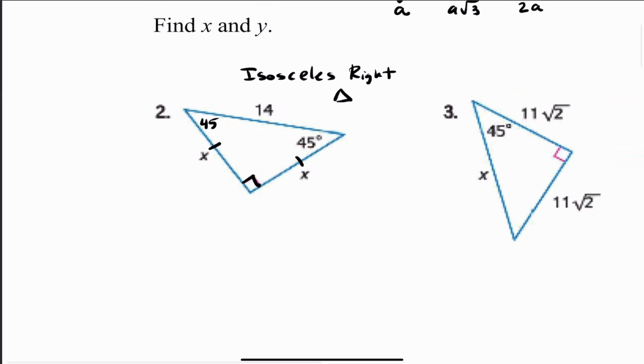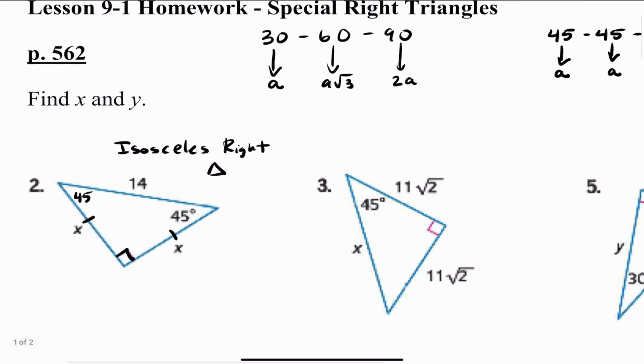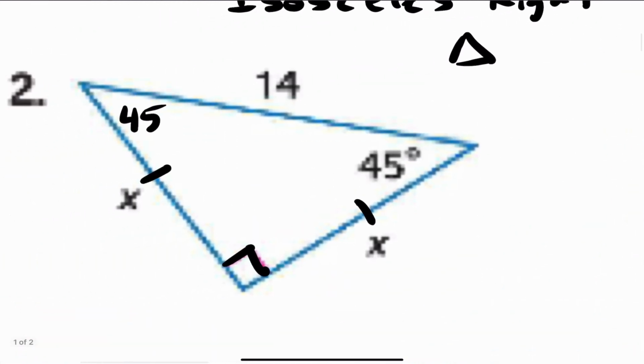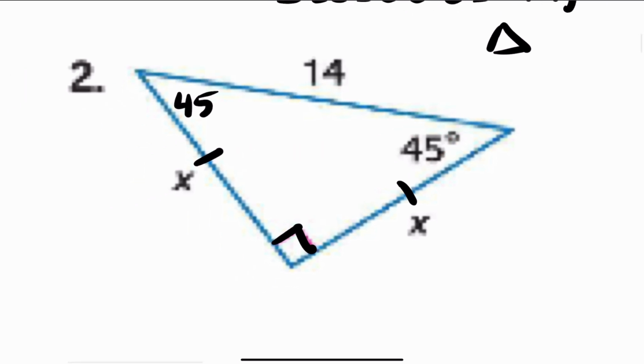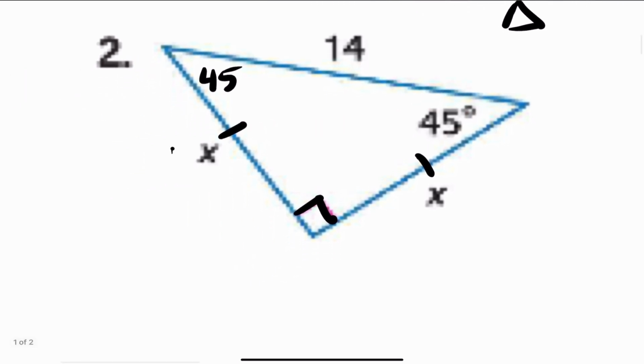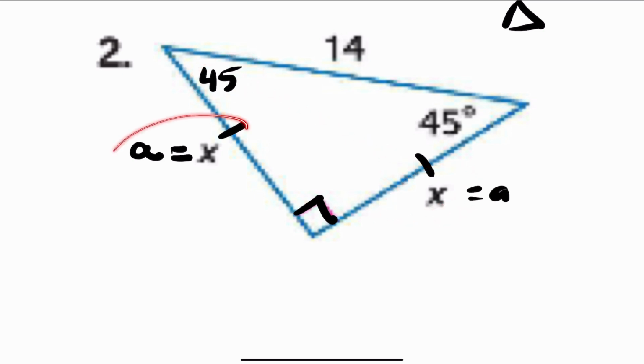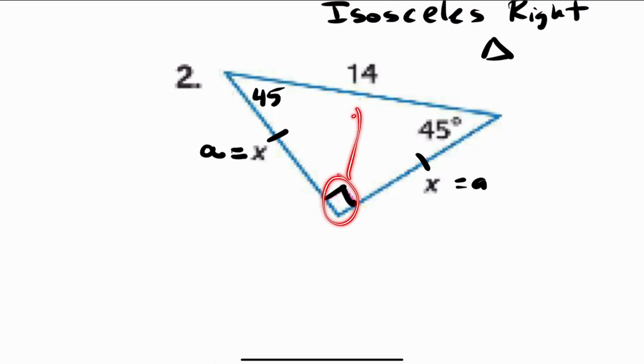Okay? So again, label your figure. We said across from 45 is A, across from 45 is A, and across from 90 degrees, that's A root 2. So across from 45 degrees, I set X equal to A. Across from 45 degrees, here, this side has to be A as well. And again, this is an isosceles right triangle. These two segments are congruent to each other. Lastly, across from 90 degrees, we set 14 equal to A root 2.